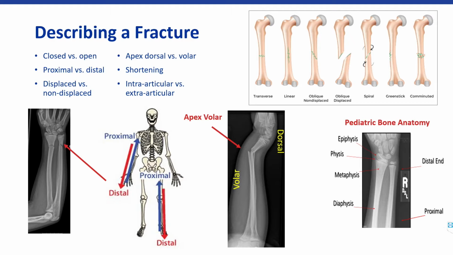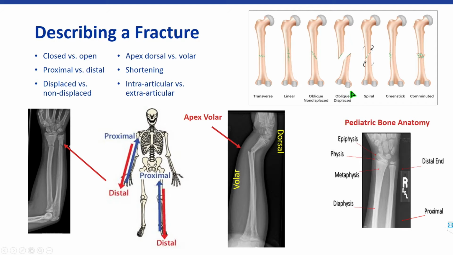So closed versus open. Is this a closed fracture or an open fracture? Pretty basic. Or proximal to distal. Proximal is towards midline. Distal is away from midline. Displaced versus non-displaced, or is this fracture angulated or not? Apex dorsal versus apex volar, particularly on our upper extremities. Our volar aspect would be your palm side, where the dorsal aspect would be the top of your hand. And then intra-articular, extra-articular. Shortening: is there shortening of the fracture pattern? You can learn these other descriptors, but I would tell you these are probably a little less important.